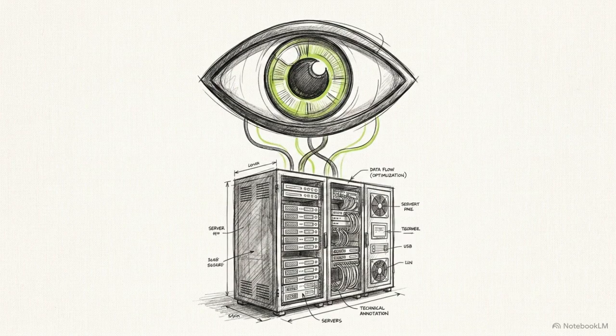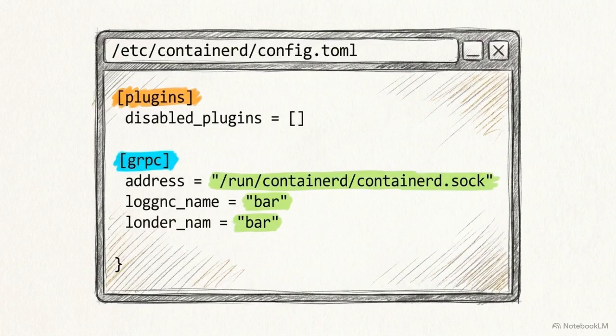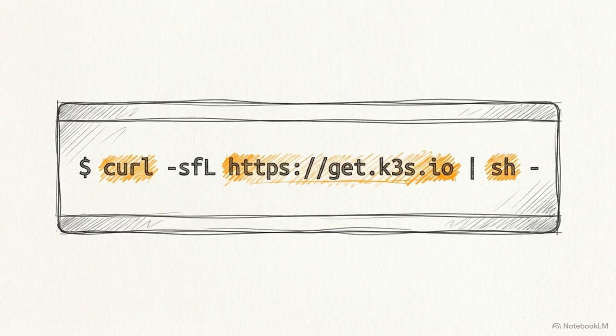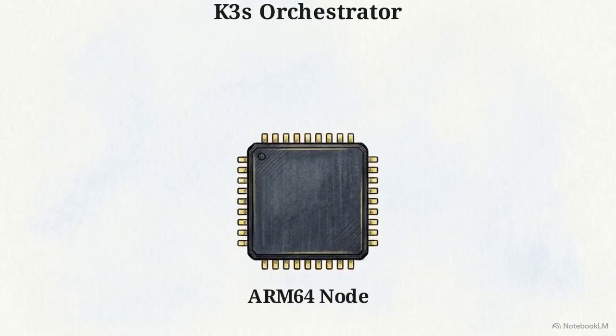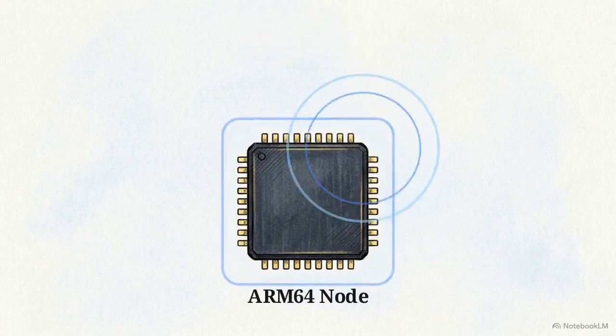Next, we need to register the NVIDIA runtime so it survives system restarts. You do this by appending the runtime configuration directly into the containerd config file. We then execute a single-line curl script to install K3s. This provides a lightweight Kubernetes orchestrator suited for an ARM64 node.